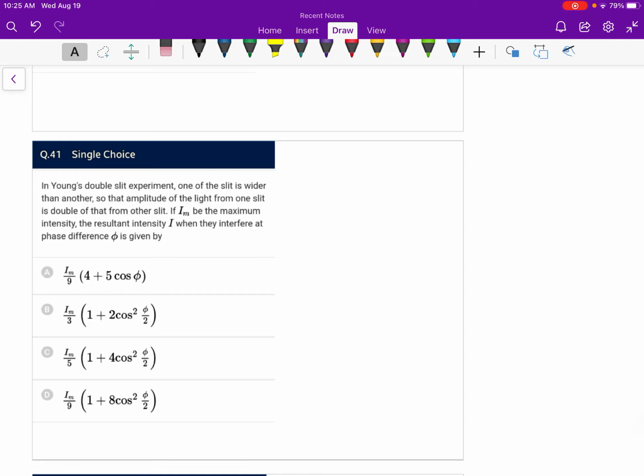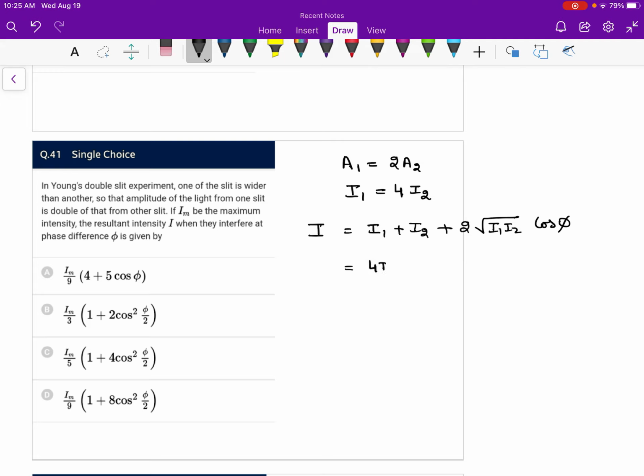In Young's double slit experiment, one slit is wider than the other, so that the amplitude of light from one slit is double that from the other. So say A1 is twice A2. So I1 is 4 times I2. Now I is I1 plus I2 plus 2 root I1 I2 cos phi. So this is I1, which is 4 I2. So 4 I2 plus I2 plus 4 I2 cos phi.